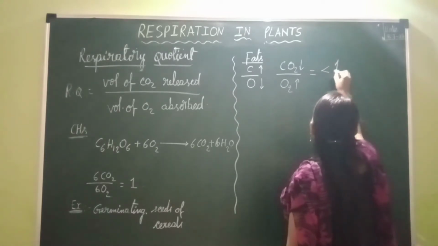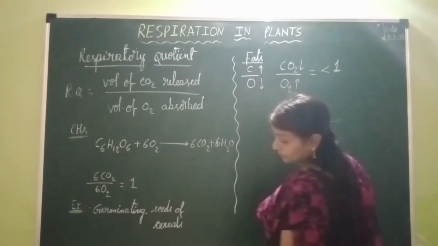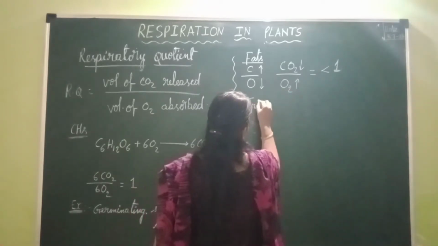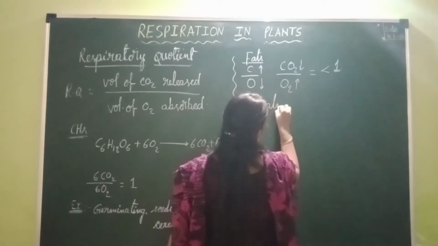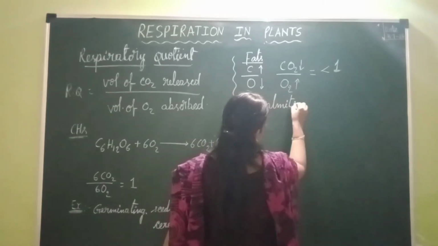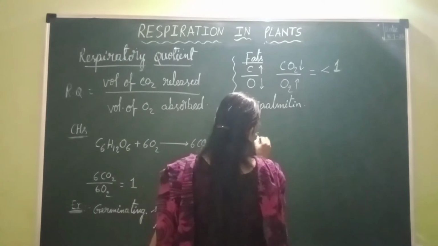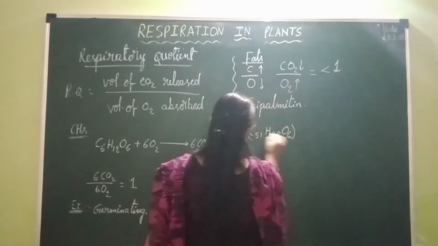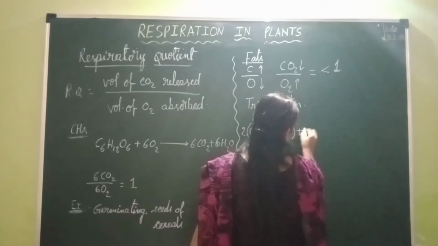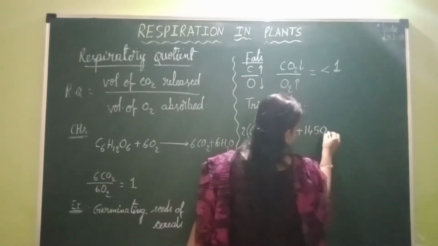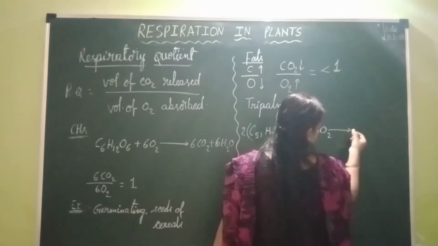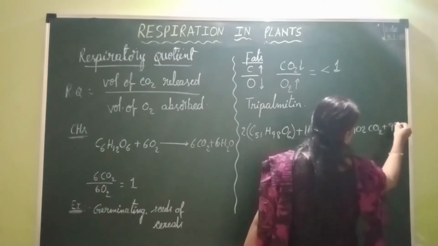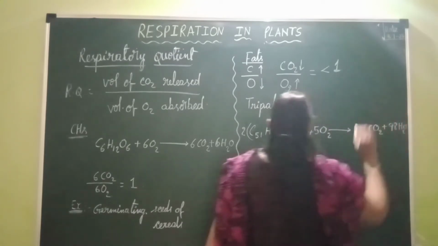Let's take an example to study the respiratory quotient value of fats. Here I am taking tripalmitin, which is a fat. Its molecular formula is C51H98O6, and we are taking 2 molecules of this tripalmitin. For its breakdown, 145 molecules of oxygen are consumed and 102 molecules of carbon dioxide are released along with 98 molecules of water.